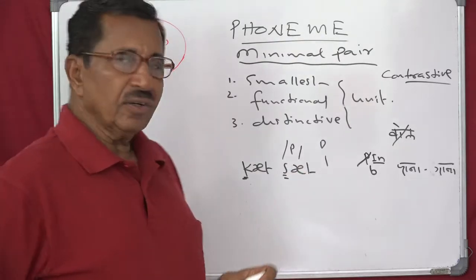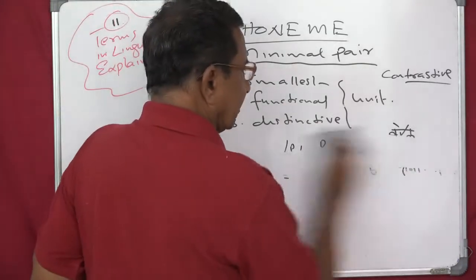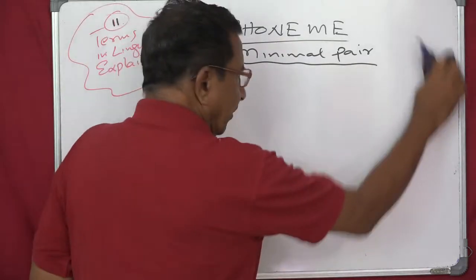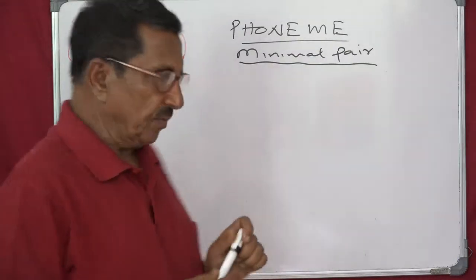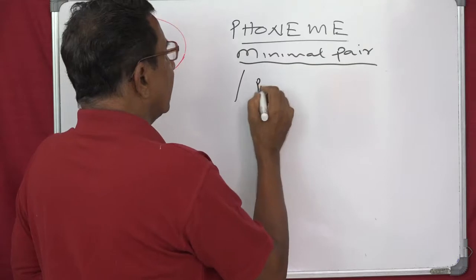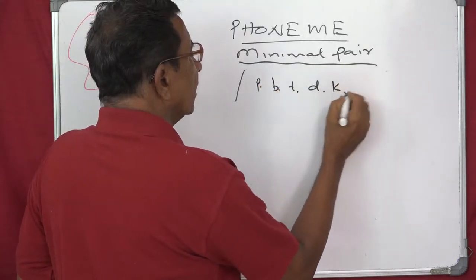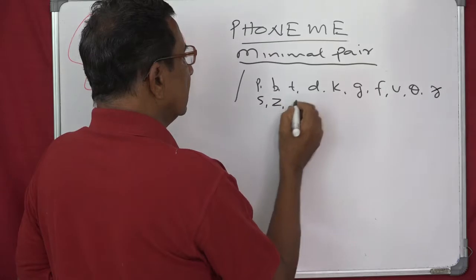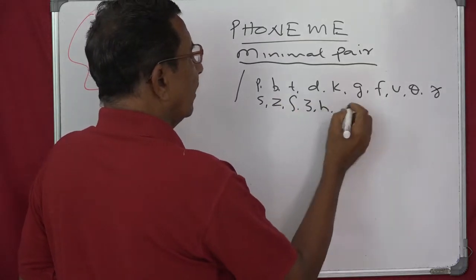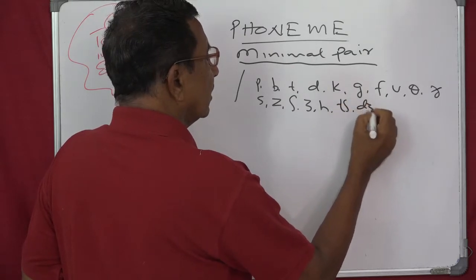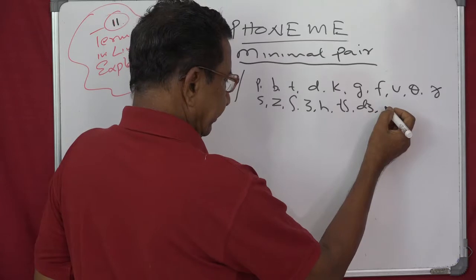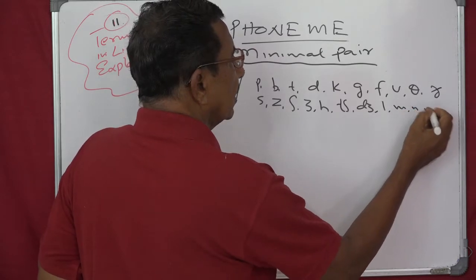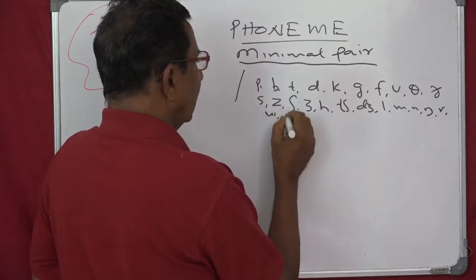For example, English has, we know, 44 phonemes or 44 sounds. You will find that all the 44 sounds are different. As you can see, I will very quickly write them on the board so that you get a first-hand idea of this. First the consonant phonemes: p, b, t, d, k, g, f, v, th, dh, s, z, sh, zh, h, ch, j, isn't it? And you have got others like l, m, n, ng, r, w, and y.